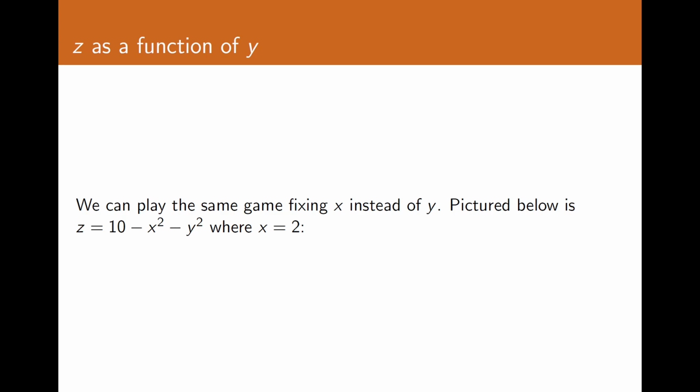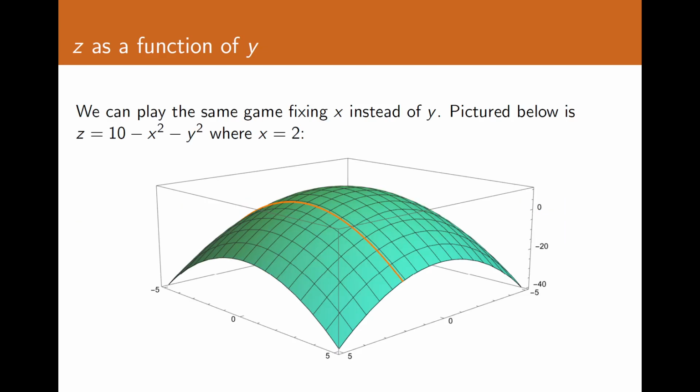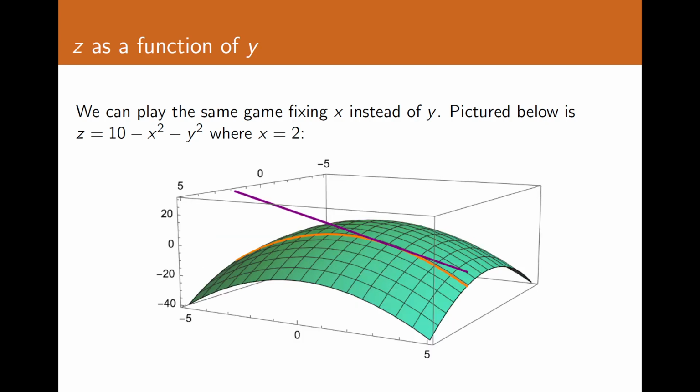And then, of course, there's nothing special about x. We can play the exact same game we did with y, where we just fix a value of x instead. So if we fix x to be 2, this is what the curve would look like now. You see this orange line here is where x is equal to 2. And here's the tangent line at that case, this purple line. And so we say the same definition here. We would just let the y's change and the x would be fixed to get the partial derivative of f with respect to y.